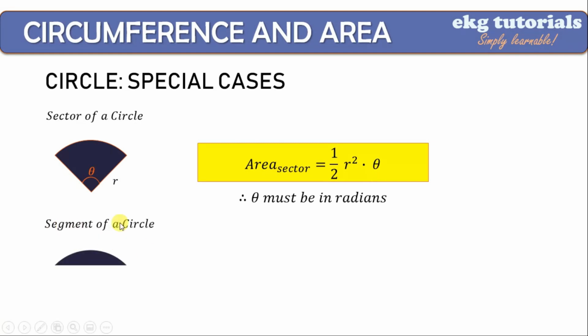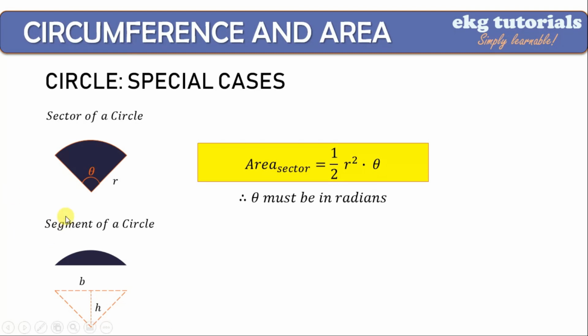Now, next is for the segment of a circle. So, the segment of a circle is actually just a part of this sector. Kung papansin nyo, ito lang yan. Dito, hanggang dyan. So, meaning, it is just part of the sector of a circle. Tinanggal lang yung triangle na part. Okay? Tinanggal lang itong part na ito. Okay? So, basically, yan, tinanggal lang yan. Ito yung base ng triangle. Meron tayong height ng triangle.